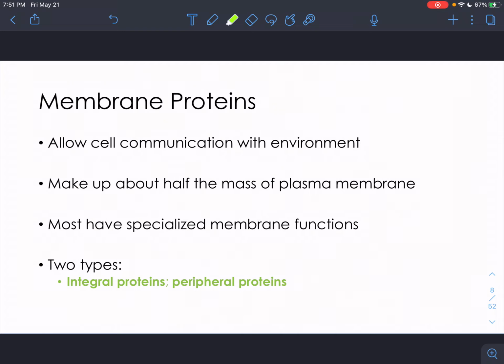In the membrane, we also have a number of different proteins that are going to be embedded. The proteins have a bunch of different functions, which we'll go over in a minute. But basically, their function is to allow communication with the environment. So figure out what's outside, kind of sense the environment, allow stuff to move in or out of the cells, communicate with other cells, hold cells together. There's a lot of different functions. Proteins are really big, and they actually make up about half of the mass of the plasma membrane. And like I said, they all have different functions. There's two main types of proteins, integral proteins and peripheral proteins. So I'll show you what those are in a second.